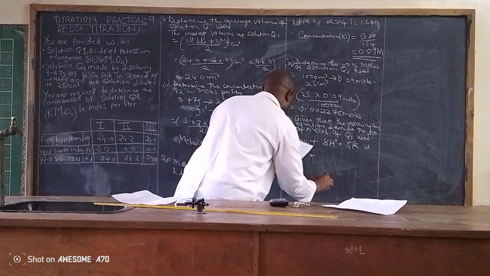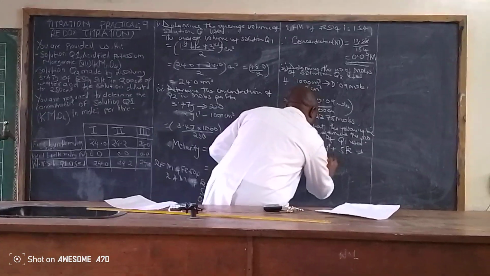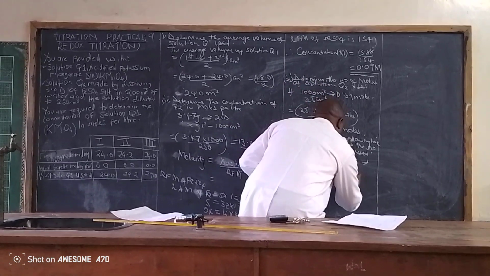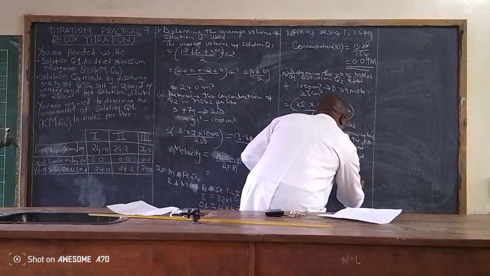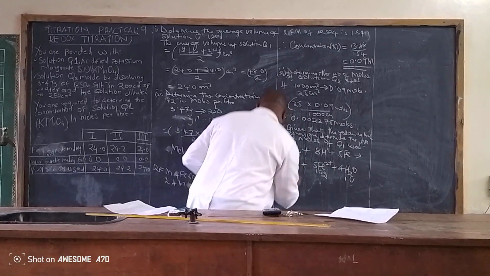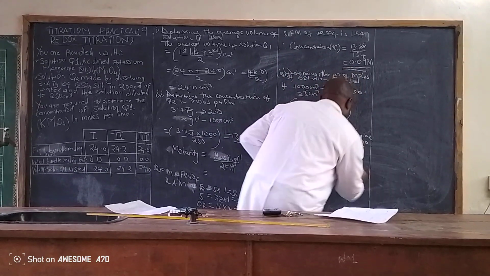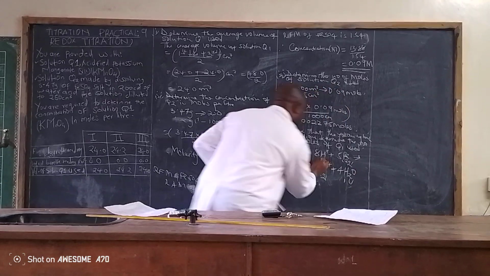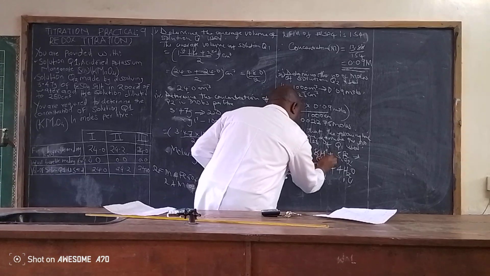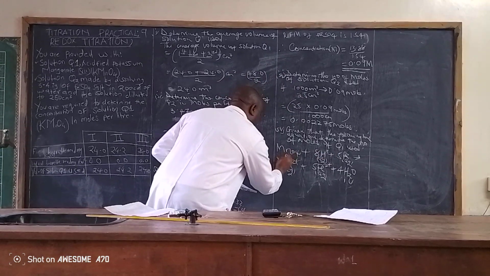Mn2+ plus 5 Fe2+ plus... This is aqueous, this is also aqueous, this is a gas, and this one is also aqueous, in ionic form, it's not a gas. And this one is also aqueous.